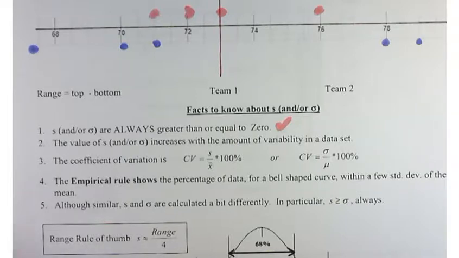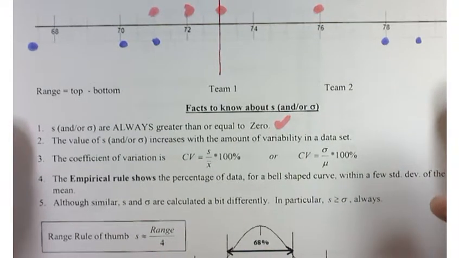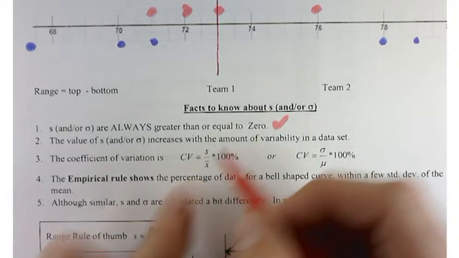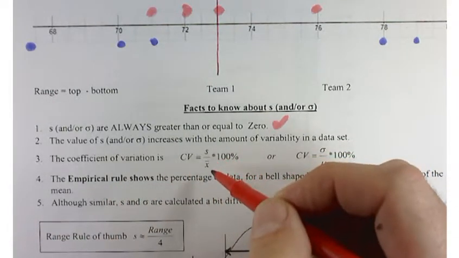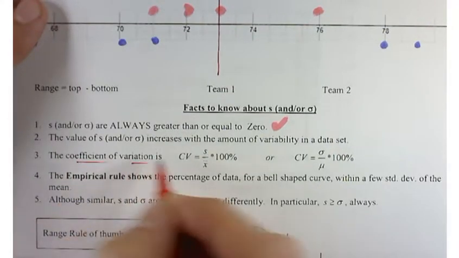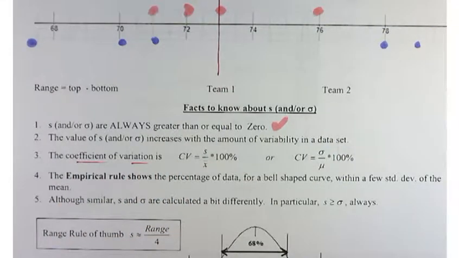Now, sometimes what you can do is compare the standard deviation to the size of the mean, just to get a relative sense of what's going on. And that gives you something called the coefficient of variation. What that's good for is comparing variability across two different types of data sets.